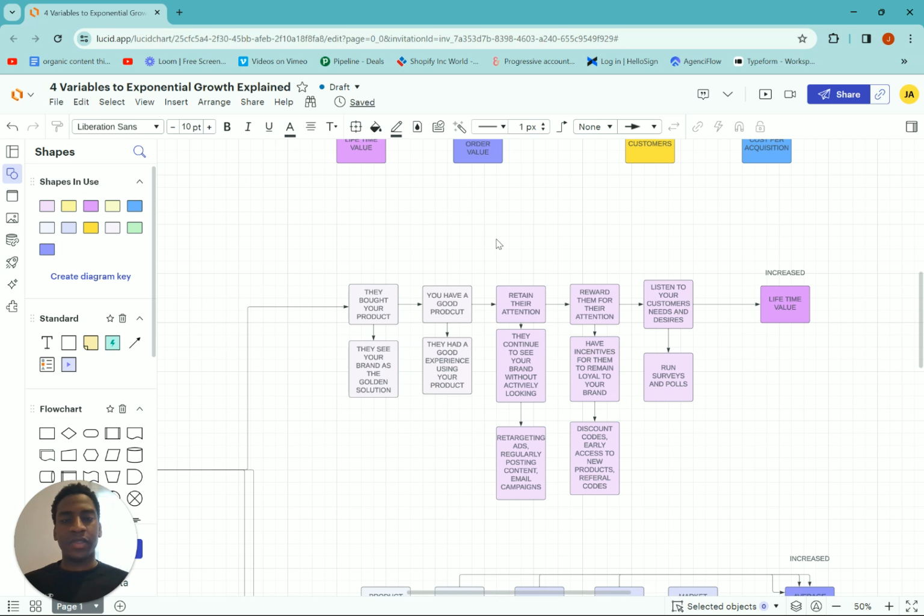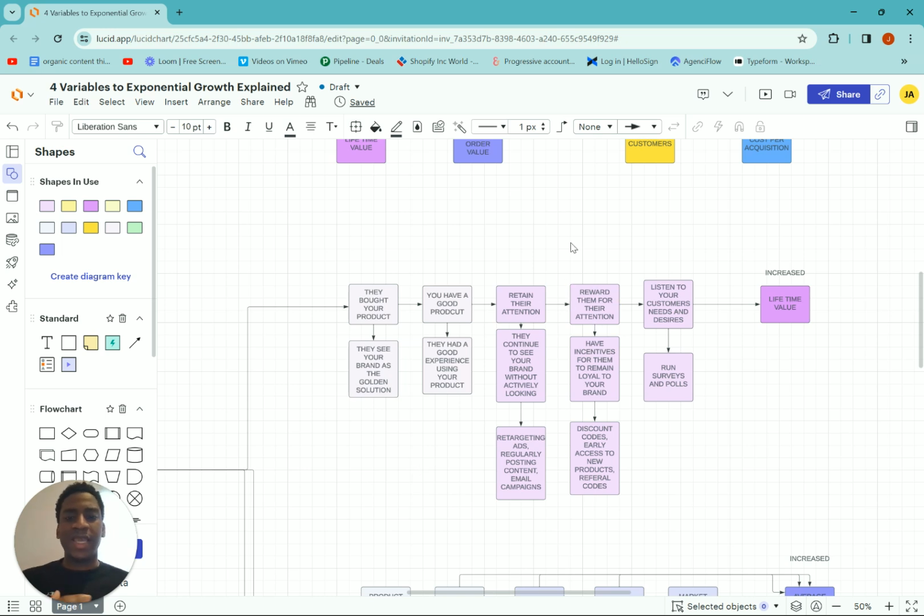So once you've had that, someone's bought from you, they use your product, they like it, the next best thing to do is try and retain their attention, because it's all well and good, they've used your product, they like it, but it doesn't stop them from finding another brand and becoming loyal to them. So they need to continue to see your brand without actively looking for you. And ways you can do this is by running retargeting ads, right? Regularly posting on social media, whether that's content or stories, and email campaigns, okay?